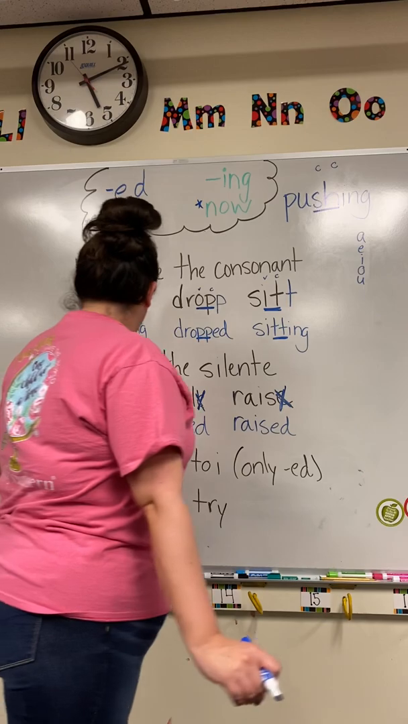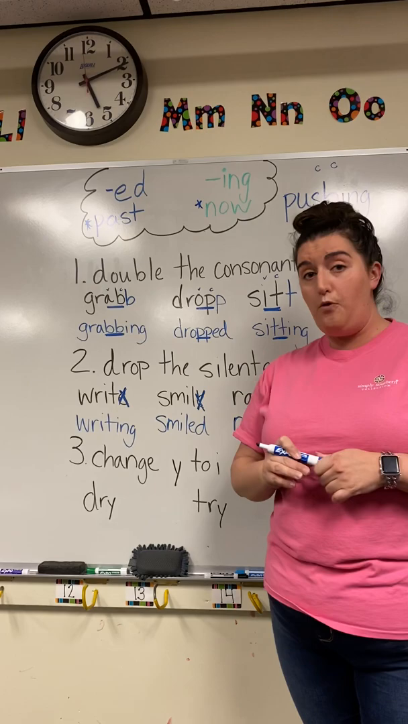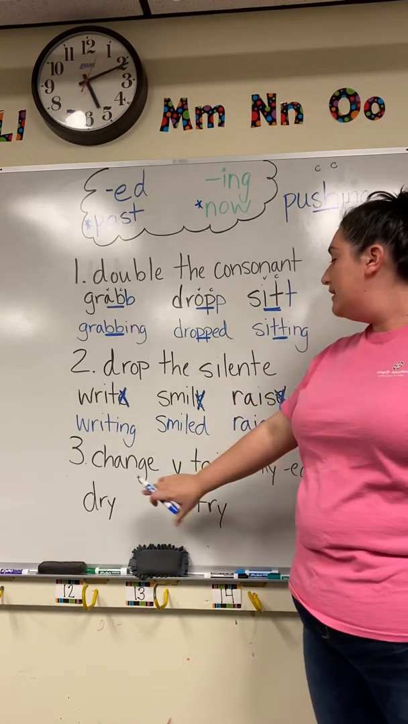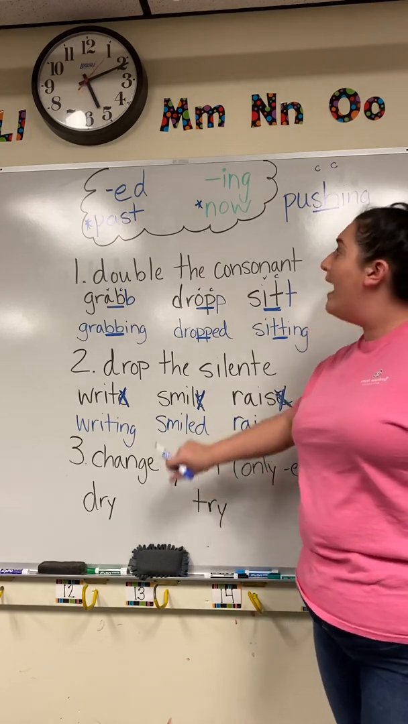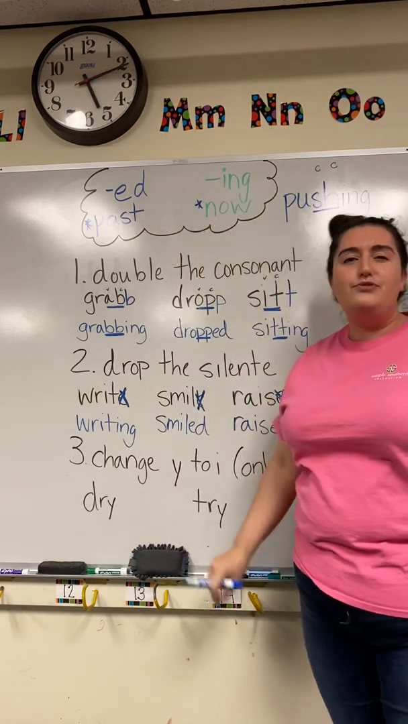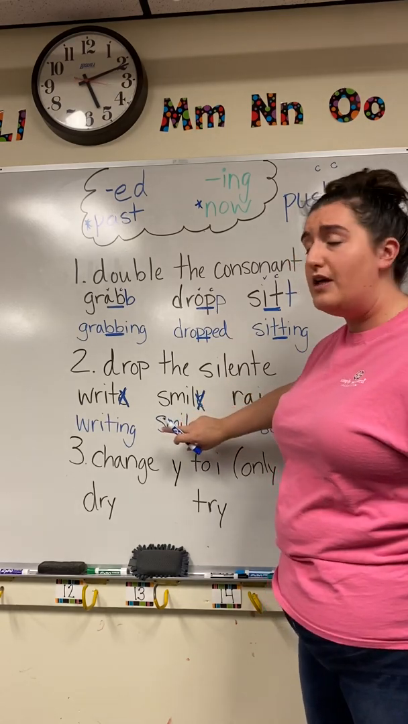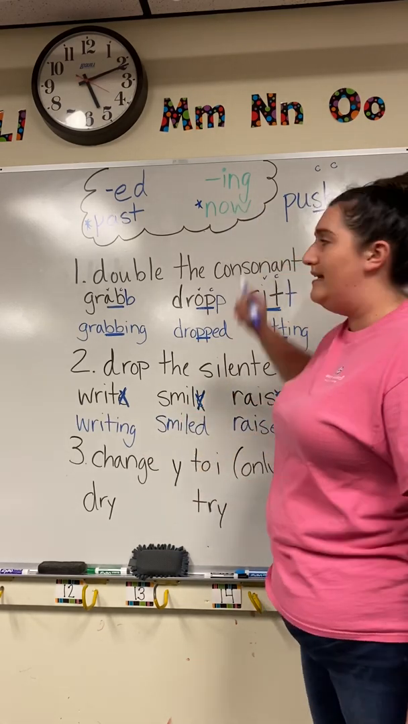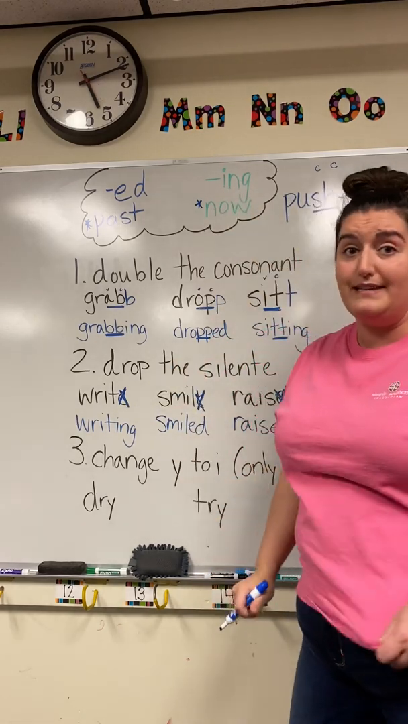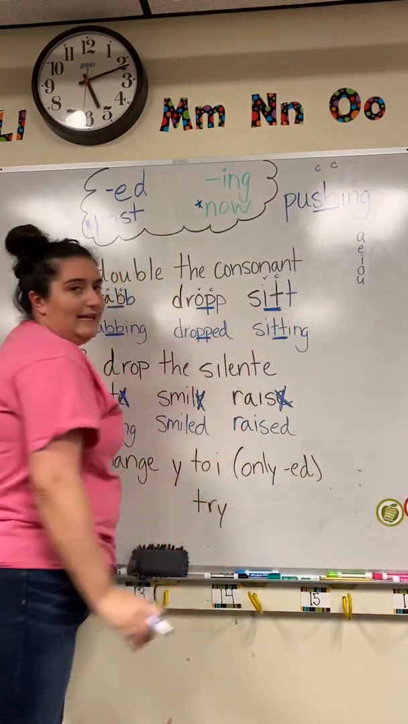Okay, so number three is change the Y to an I. And we've talked about this before, and I saw some of you trying to do it, but you have to be really careful because you only change the Y to an I if you're adding ED. If you're adding ING, you don't change it, because just like this silent E rule where you end up with two E's next to each other, if you change the Y to an I, you'd end up with two I's next to each other when you added ING at the end, which looks really, really silly and it's not correct. So for this rule, you're only going to use it if you're adding ED at the end.